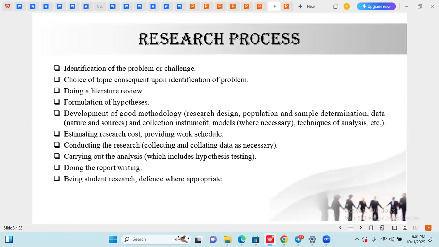Then there is student research defense where appropriate. This was put there because not all departments do defense. So this is a serious research process. Are you with me? All right, let's go further.